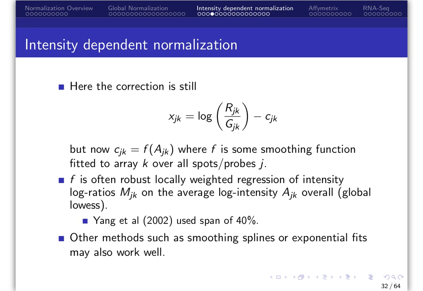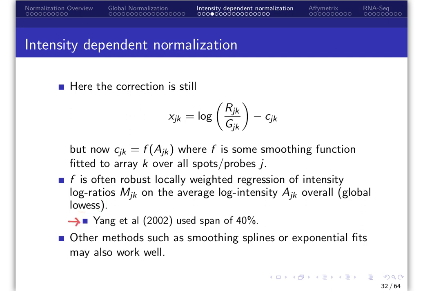When performing intensity-dependent normalization, the correction is still given by the same equation. However, the correction C is no longer a constant. Instead, C is some smooth function fitted over all spots or probes. Most often, robust locally weighted regression of intensity log ratios M on the average log intensity A is performed over the entire array, a process we call global Lowess.